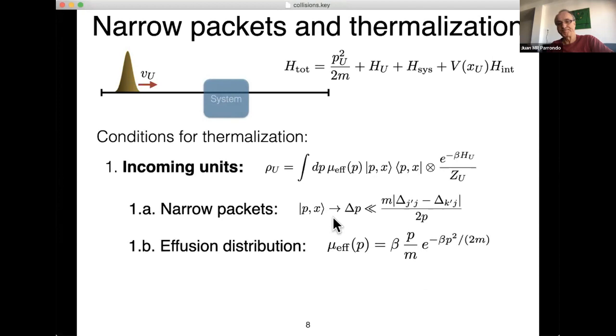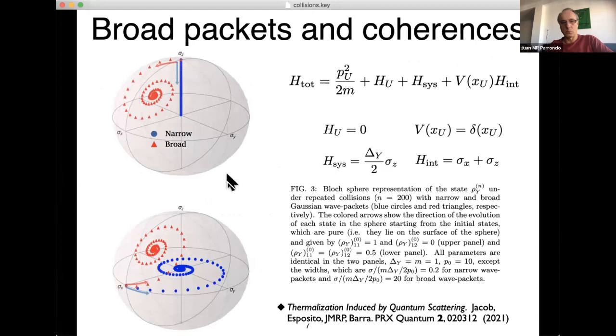Juan, can I ask a question? Yep. So in the previous slide, you said with narrow packets, it thermalizes. So when there is no coherence, when it thermalizes, what decides the temperature? Does it become a Gibbs state, the thermal state? Yeah, Gibbs state. And what decides the temperature? Well, sorry, this is not... This simulation we did just to prove the coherences. Here we bombard with narrow packets, but not following any Maxwellian distribution. It's in the next slide when we check.